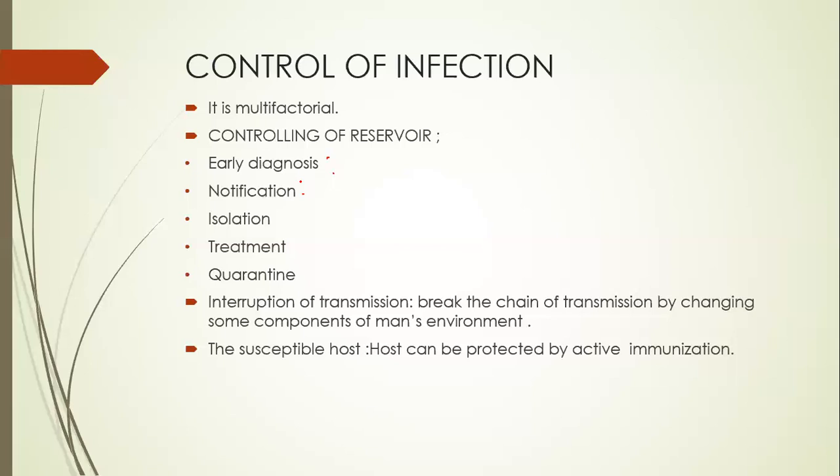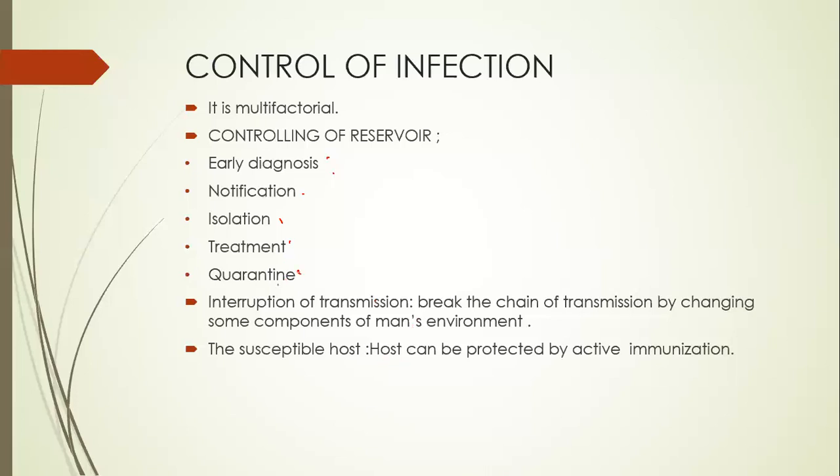Okay, so that is notification. Then isolation. Suppose a person is infected with pulmonary tuberculosis, it can be transmitted through droplet nuclei. So we should isolate that particular person. Or else, if the person is infected with chicken pox, it can be transmitted through direct contact, so you should isolate that particular person. Okay, then treatment. At the initial stage itself, they have to get the initial treatment so it can prevent spread or complications. Then quarantine.